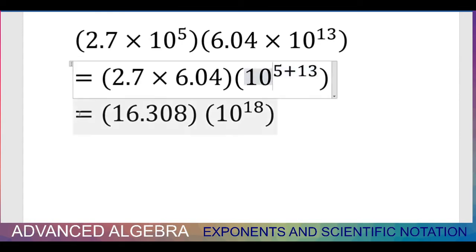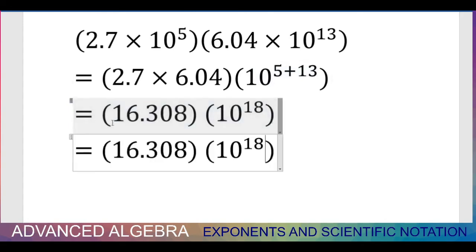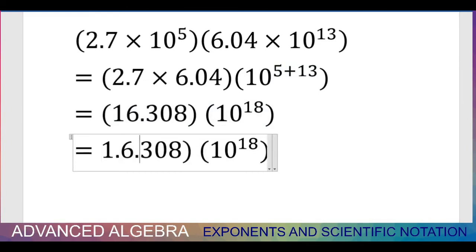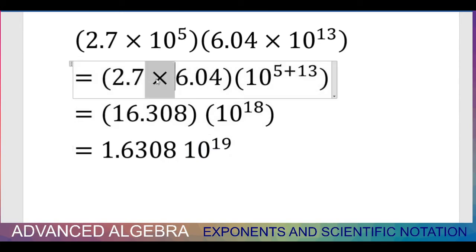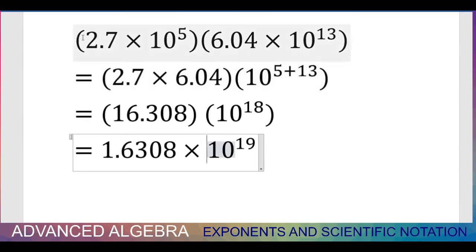Copy lang natin to, kasi babaguhin lang natin to. Tanggalin natin tong parentheses, maging 1.6308. Magdadagdag tayo ng isang decimal place, so maging 9. Magiging times. Yun. Ganun lang kasimple yung ating paggamit ng scientific notation with division and multiplication. So, next.